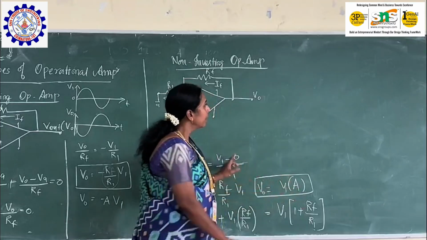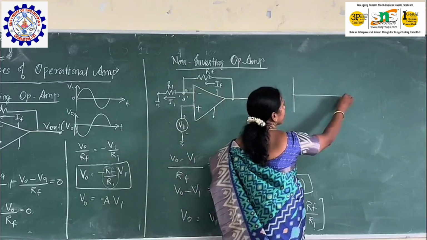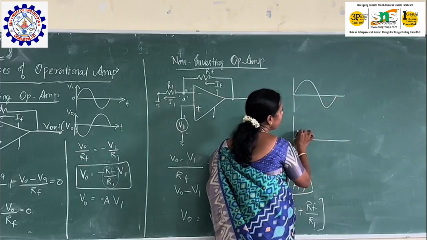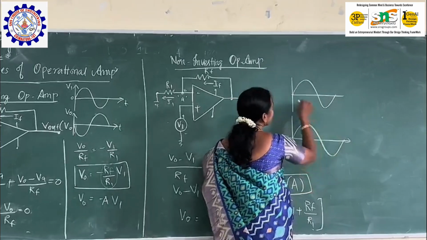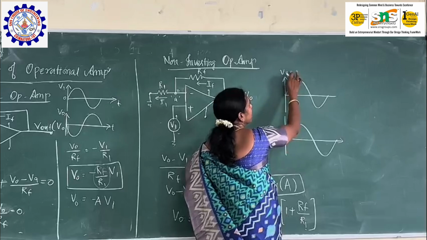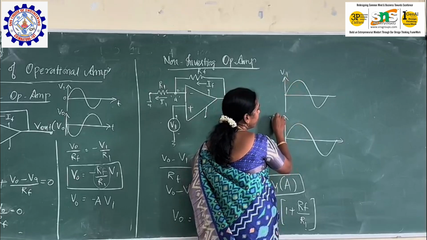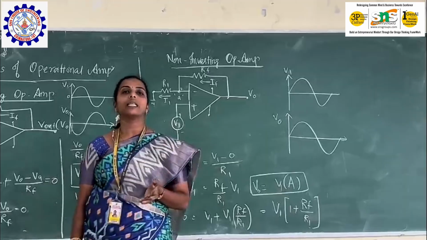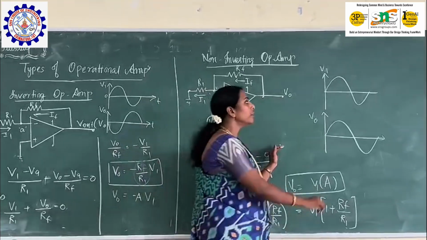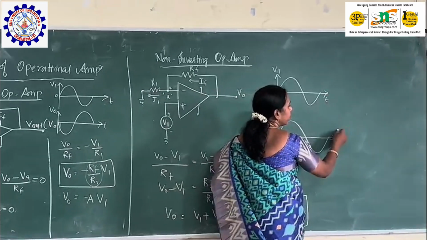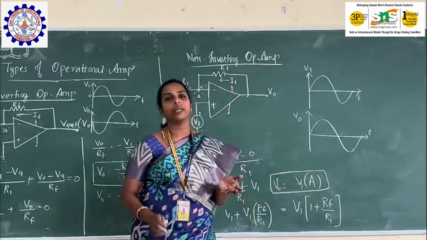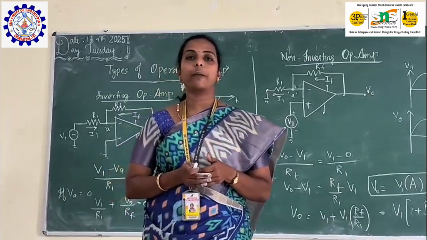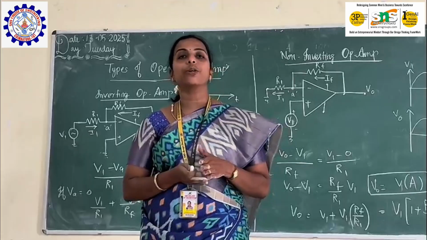If I have an input voltage like this, then obviously my output voltage also will be the same without any change. If this is the input voltage V1, then this will be V0. No phase shift will be here in this case, and that is why it is known as a non-inverting operational amplifier. So in an inverting operational amplifier, there will be a 180-degree phase shift, and in a non-inverting operational amplifier, the phase shift will be 0 degrees.